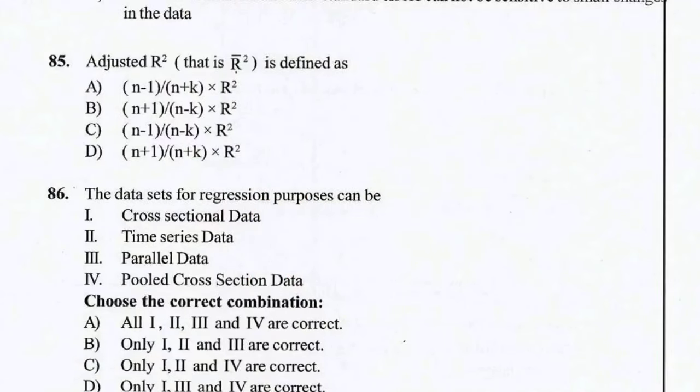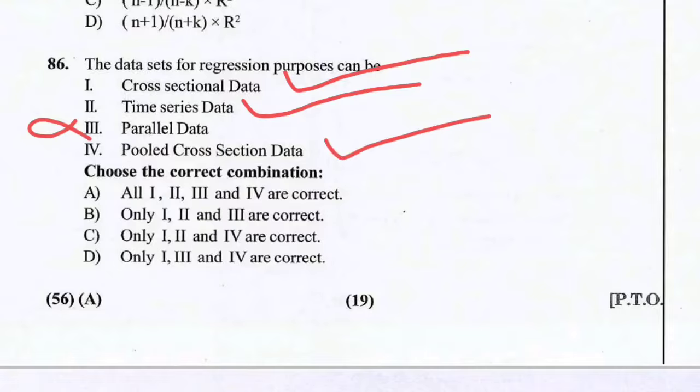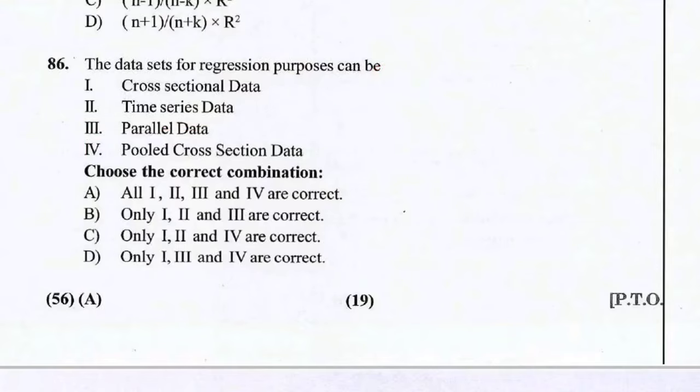Then we have the next question. The data sets for regression purposes can be cross-sectional, time series, panel data, or pooled cross-section data. So the third is incorrect, all others are correct.